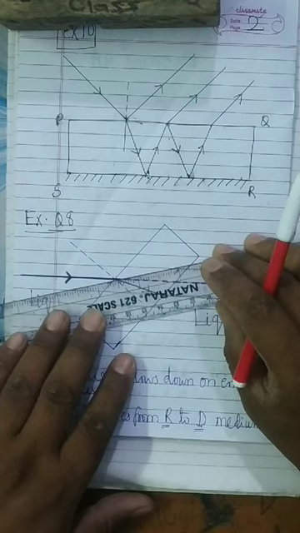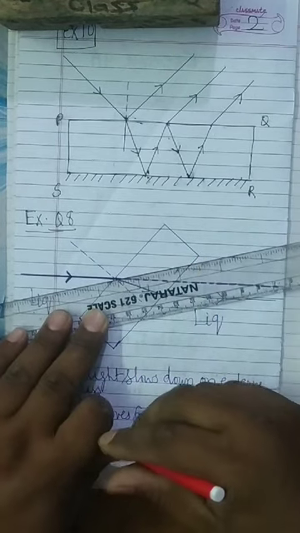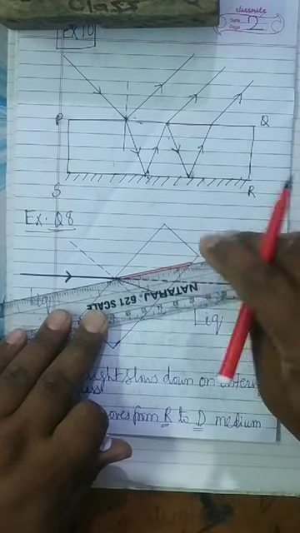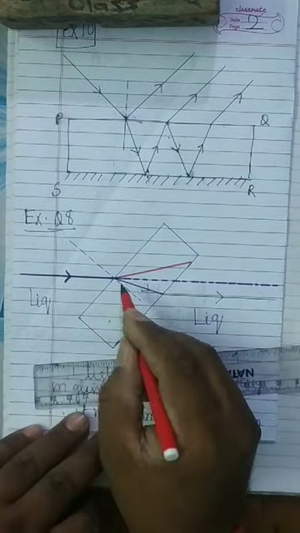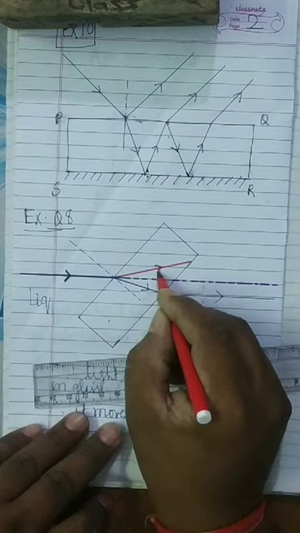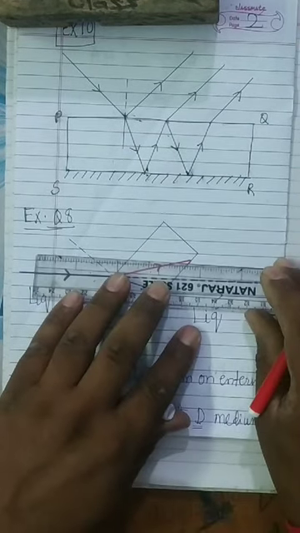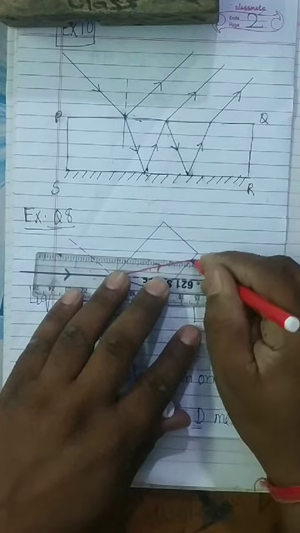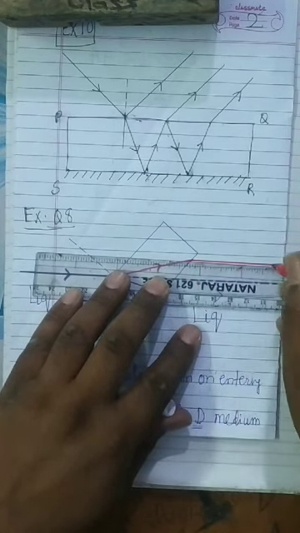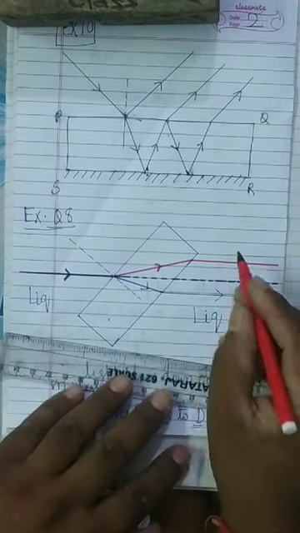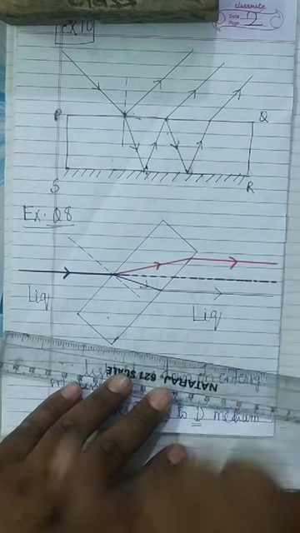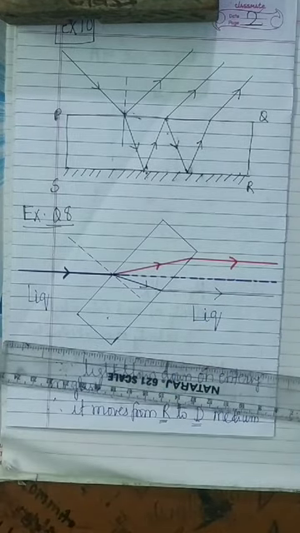So here I am drawing in the same diagram from a different pen. It's clear. This is the incident ray. This will be the refracted ray. After emerging out from here, once again it will become parallel. And why it will become parallel? Because both the refracting surfaces are parallel to each other. This refracting surface and this refracting surface both are parallel. So this way you can do this.